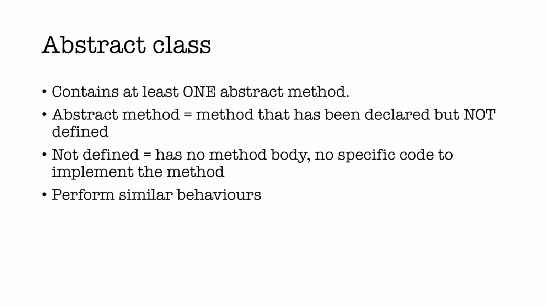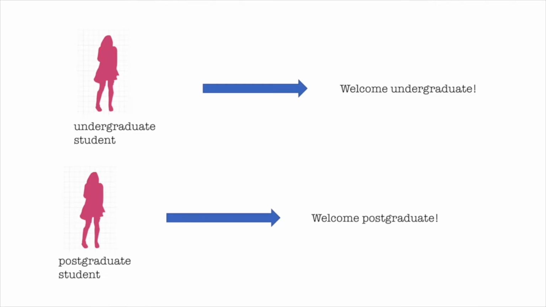For example, imagine we wanted to create an online system for members of a school or university to use to do various things like check their grades or receive their homework. One class we might have might be a student class, which would detail things that students can do on the system. But now, let's say we wanted to display a different welcome message depending on what kind of student was using the system, such as a postgraduate or an undergraduate.